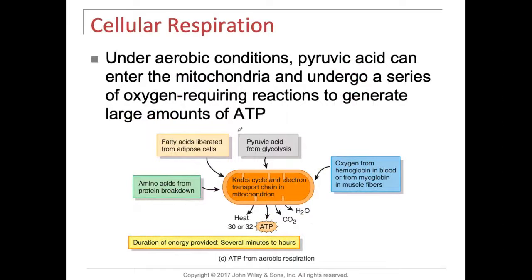Okay. Now, cellular respiration under aerobic conditions, the pyruvic acid can enter the mitochondria and it undergoes a series of oxygen requiring reactions in order to make ATP. So we have pyruvate from glycolysis that can enter the Krebs cycle. We have fatty acids that are liberated from fat that can enter the Krebs cycle. We just call them triglycerides, TG. And then we have amino acids from protein that can enter the Krebs cycle.